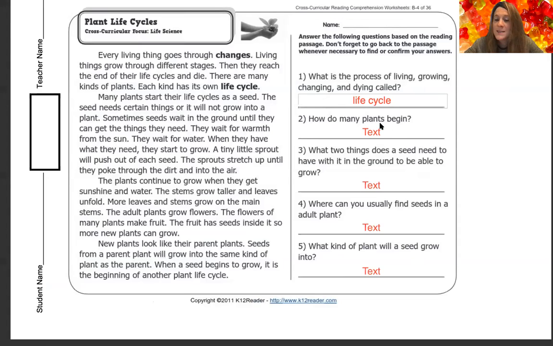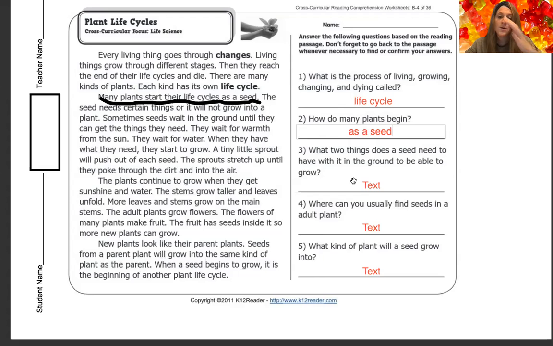How do many plants begin? Okay, how do most plants start out? Yeah, it's in the second paragraph. Good. Right here, yeah. Many plants start their life cycles as a seed. So how do many plants begin? As a seed. And we are not restating all of these because of the amount of space that's here, which I know most of you will not complain about. If we were going to restate it, what would it say? It would say, many plants begin as a seed.